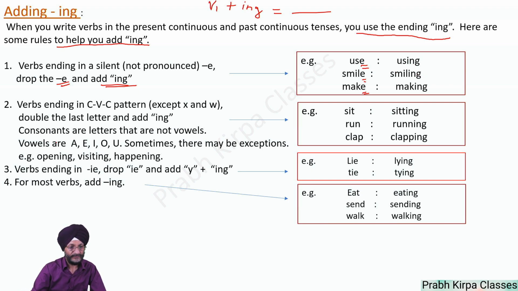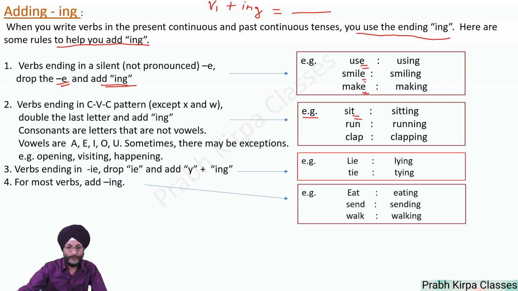Then the second rule is verbs ending in CVC pattern, except X and W, double the last letter and add ing. What is CVC pattern? C represents consonants, V represents vowel. What are the vowels? As you know, vowels are A, E, I, O, U. All the other alphabets of ABC are the consonants. However, there may be some exceptions.